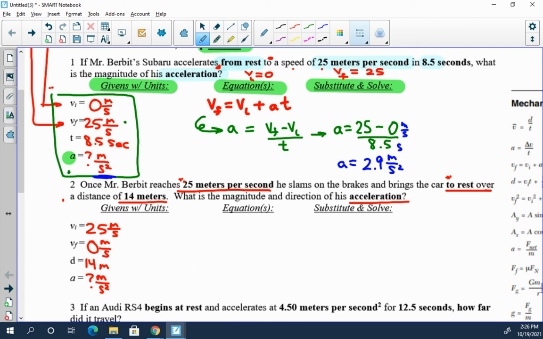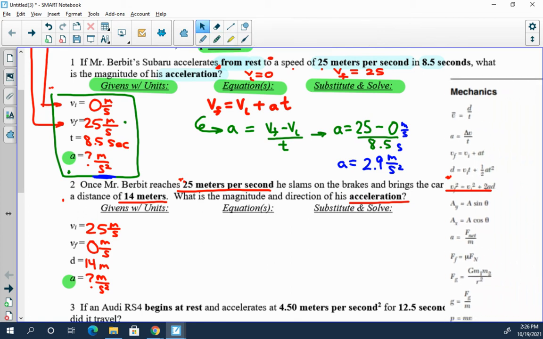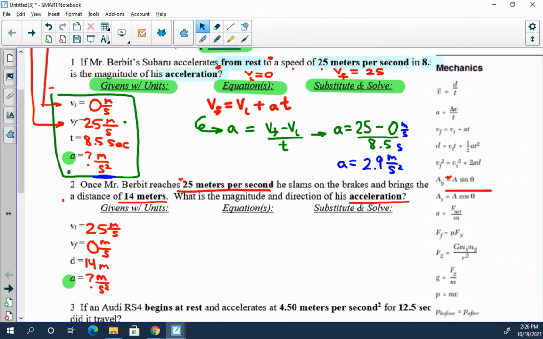Okay, next move. We must solve for acceleration. So you better pick an equation with acceleration. As it turns out, again, we have 4 choices. Here they are.